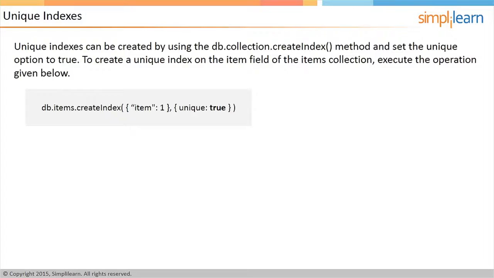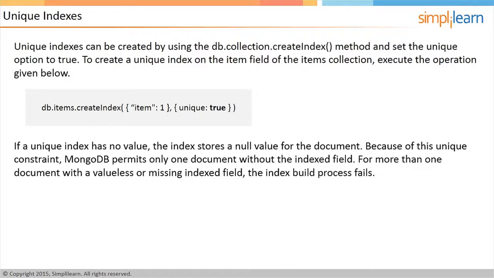To create a unique index, use the db.collection.createIndex method and set the unique option to true. For example, to create a unique index on the item field of the items collection, execute the operation shown on the screen in the Mongo shell. By default, unique is false on MongoDB indexes. If you use the unique constraint on the compound index, then MongoDB will enforce uniqueness on the combination of all those fields which were part of the compound key.